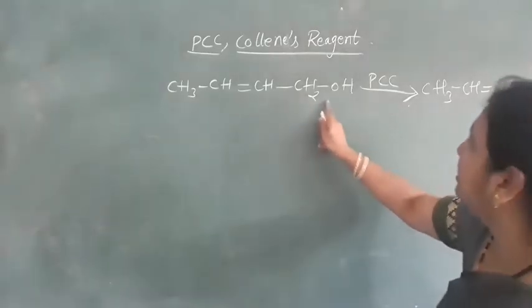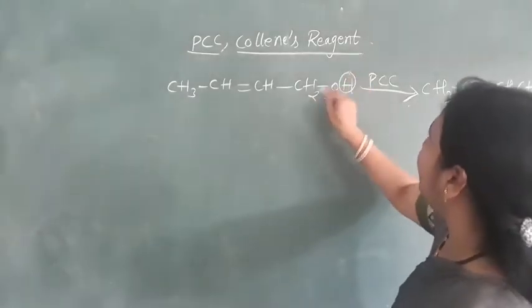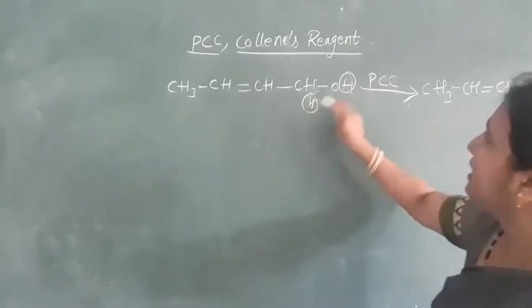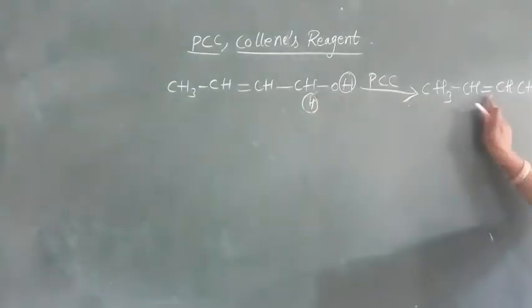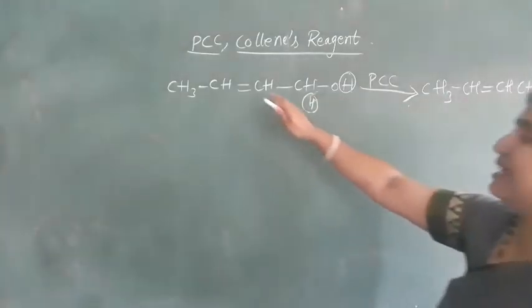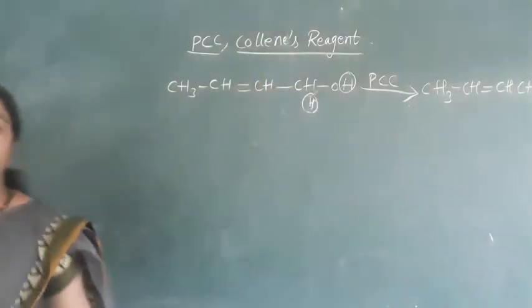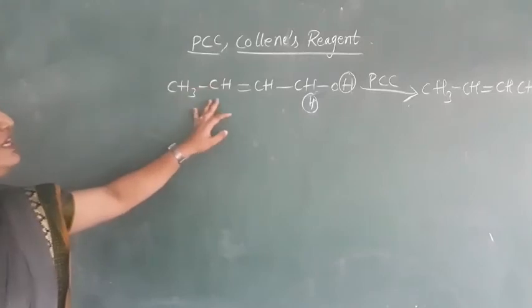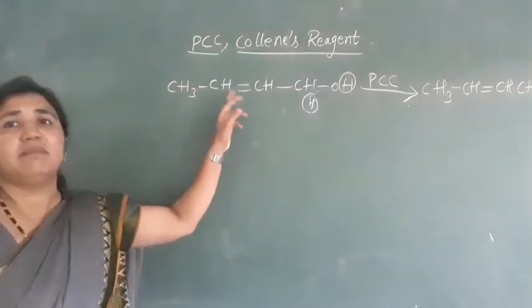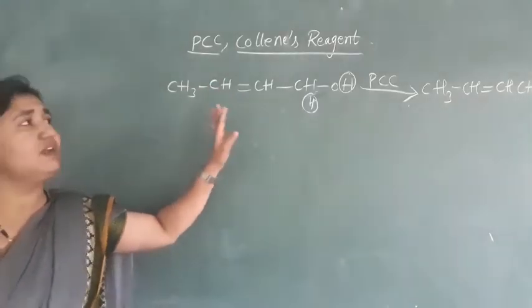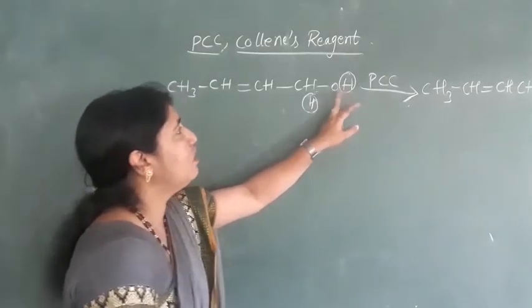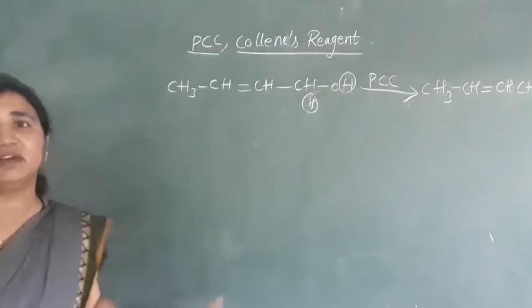So here this hydrogen and one more hydrogen we have to remove from here, so we will get CHO. This double bond does not get affected by this mild oxidizing agent. One point also to remember: PCC, pyridinium chlorochromate, will not oxidize a double bond or triple bond. They will oxidize only the OH bond and the CH bond, they will break only these.